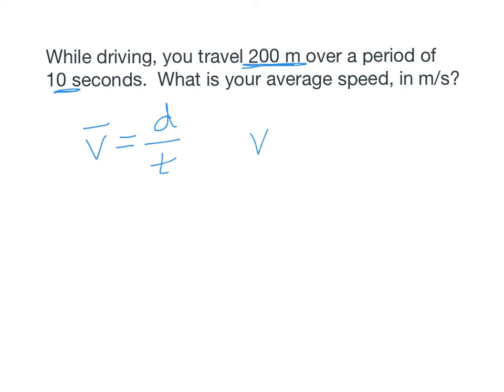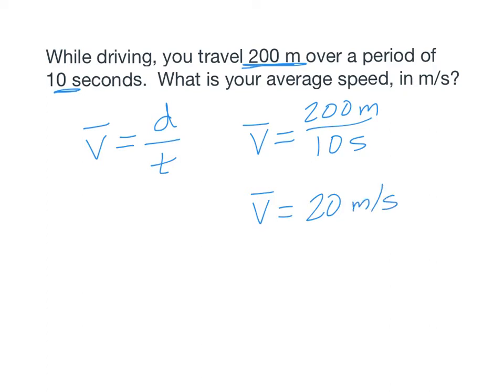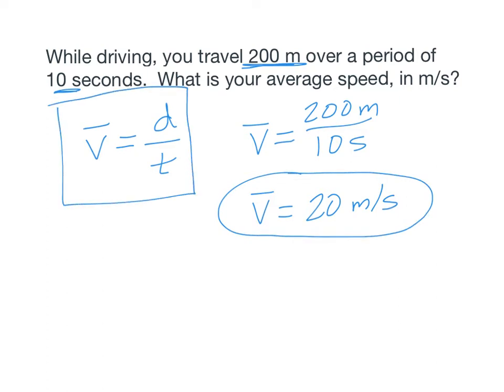In this case, we don't know the average speed, but we know the distance is 200 meters, and we do that over a period of 10 seconds. So 200 divided by 10, we get 20. Our average speed is 20, and the units come along for the ride, 20 meters per second. The easiest thing to calculate is the average speed. When you know the distance and time, if you divide distance by time, you'll get your average speed.